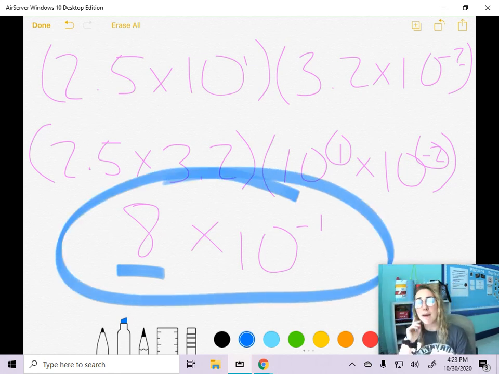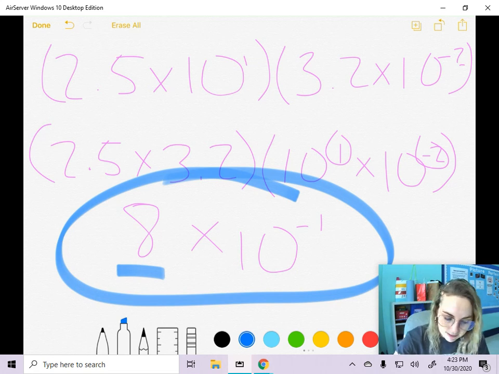Guys, if you have any questions about multiplying scientific notation, remember to contact me and I will make sure to make a new video if I have to, or I'll try to help you out in any way that I can. But let's get into dividing in scientific notation. It's very similar to this, except of course we're going to divide. So let's do some examples.